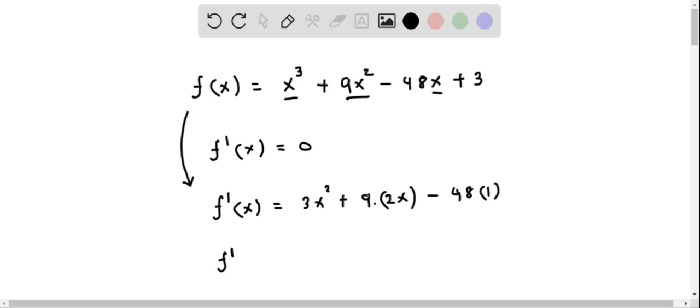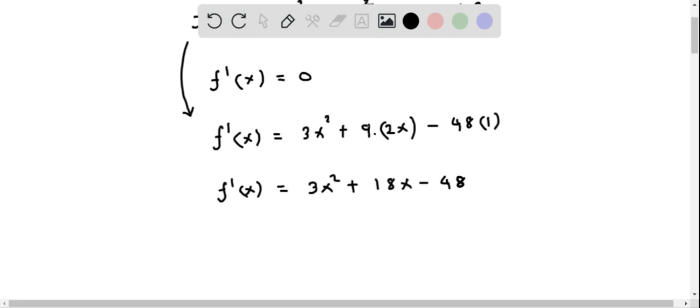Let's put this in simple form. So f prime of x equals 3x squared plus 9 times 2x is 18x minus 48 times 1 is 48. So we have now obtained the f prime of x, that is the derivative of f of x. Now we should replace f prime of x by 0 and solve for x. From that we can determine the positive critical number. So replace f prime of x equals 0. We get 0 equals 3x squared plus 18x minus 48.